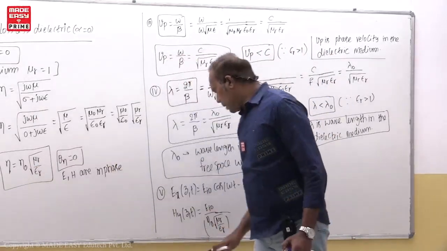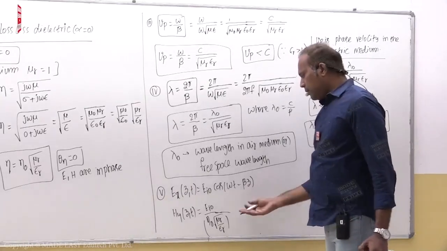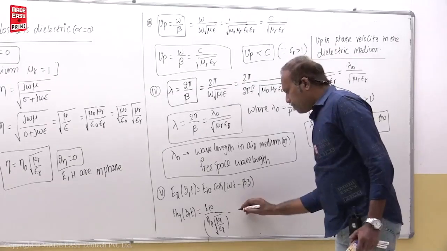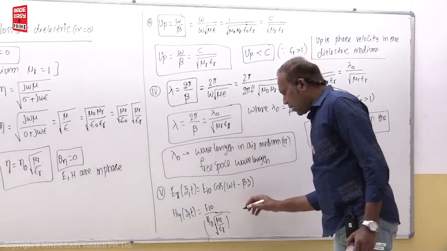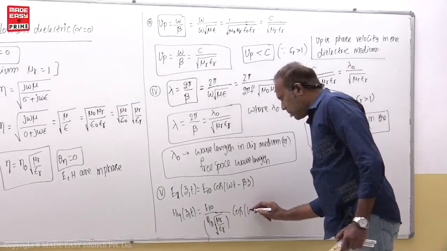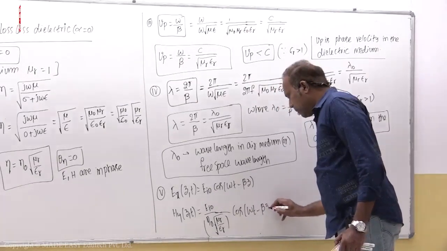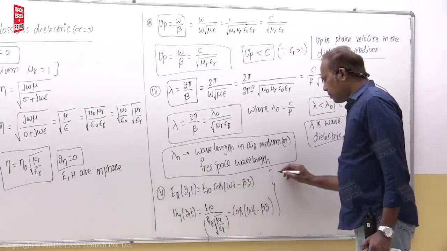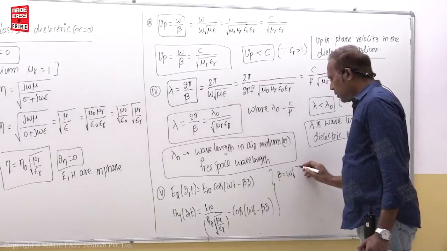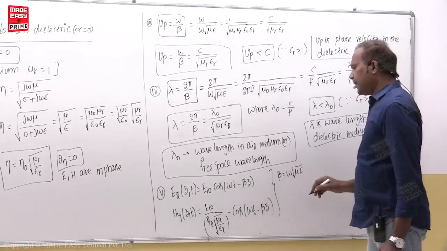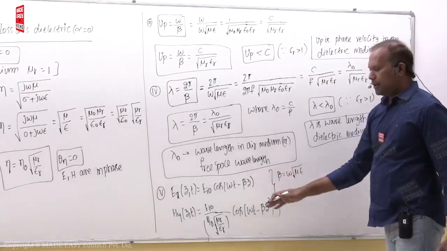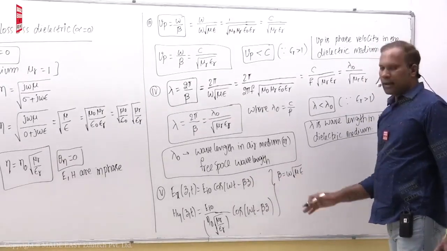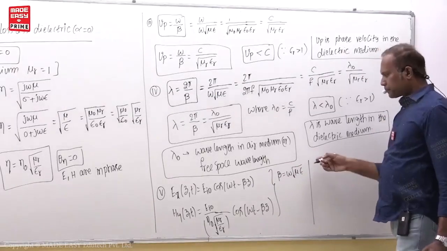The magnitude of this is eta naught root mu r by epsilon r. Then e^(-alpha z) is 1, cos(omega t minus beta z minus theta eta). Theta eta is also 0. So in both of them beta is omega root mu epsilon. I am not putting them in the box, because you remember the general formula, so there is no need to remember this.